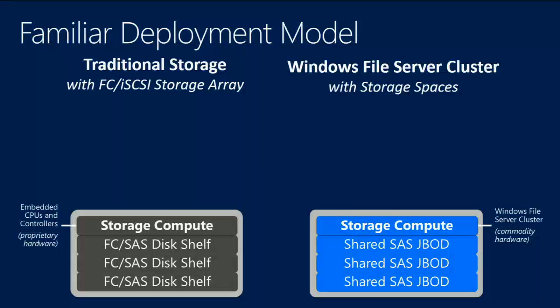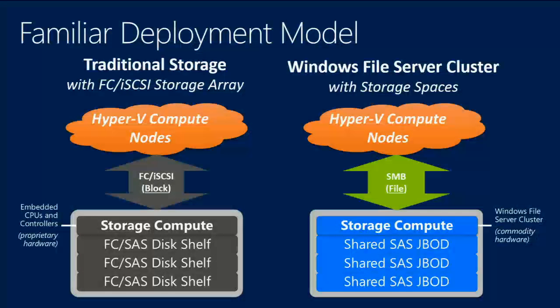The big difference between these two deployments is the protocol used to communicate between my storage and my virtualized workloads. With a storage array, I'm talking block. I have Fibre Channel or iSCSI. I unmask a LUN from my array, and I present it to my compute nodes. My compute nodes run on that LUN.